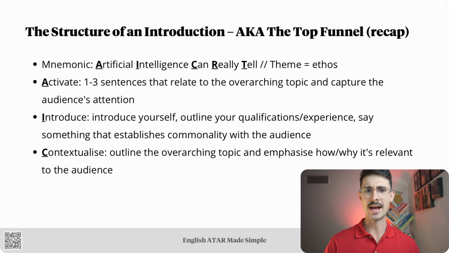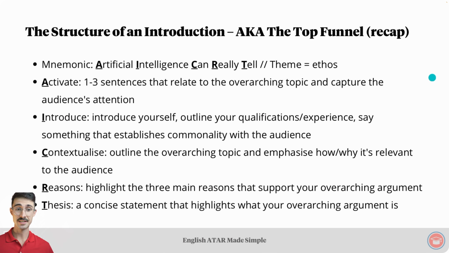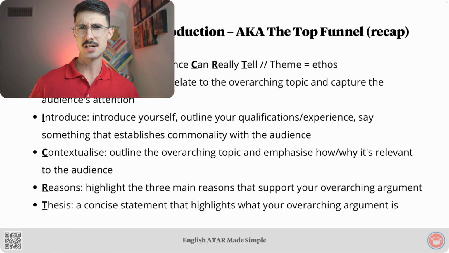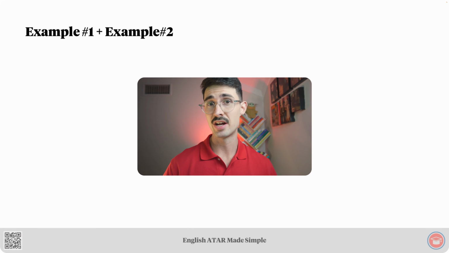Contextualize is where you outline the overarching topic and emphasize how and why it's relevant to your audience. Then we have the reasons element. This is where you highlight the 3 reasons that support your overarching argument. Finally, you've got the thesis, which is a concise statement that highlights what your overarching argument is. With those recaps of the title and the introduction, we move to our discussion of example 1 and example 2.